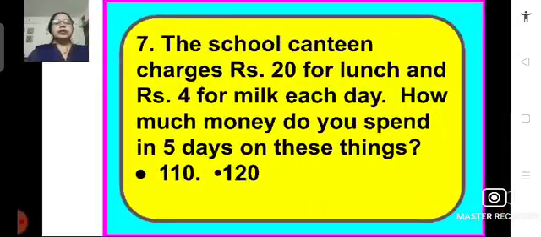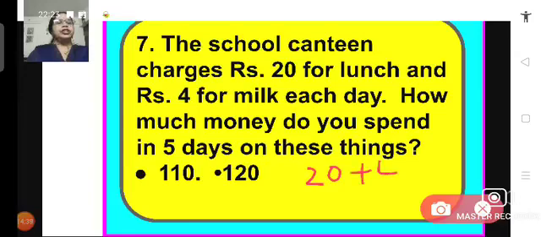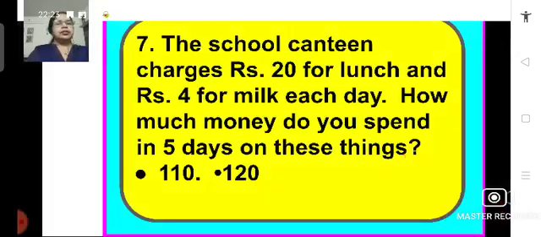Next, we have this word problem here. The school canteen charges rupees 20 for lunch and rupees 4 for milk each day. How much money do you spend in 5 days on these things? So we have rupees 20 for lunch and 4 for milk for each day. So 20 plus 4 becomes 24, isn't it? And for 5 days it is 5 into 24. That means it becomes 120. So 120 is the correct result.